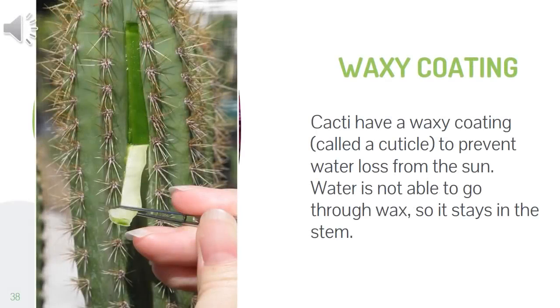So in the desert, we're going to see the waxy coating as an adaptation that comes back again. However, in the desert, it's going to be for a complete opposite purpose as what we've seen it for in the other ecosystems. So cacti have a waxy coating, called a cuticle, to prevent water loss from the sun. Water is not able to go through the wax, so it stays in the stem. So here we have plants that are trying to save their water, conserve their water, and keep it in the plant. And since the wax can protect other plants from too much water getting in, it can protect these plants from water getting out.